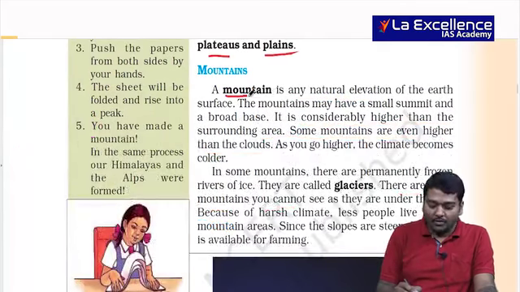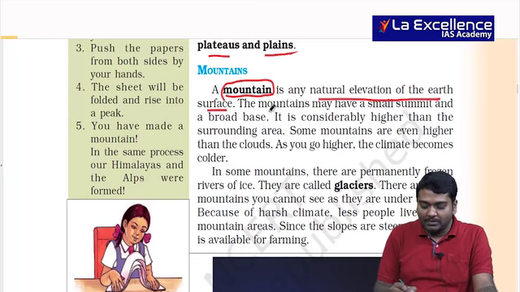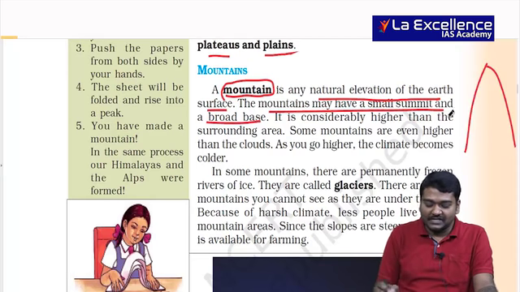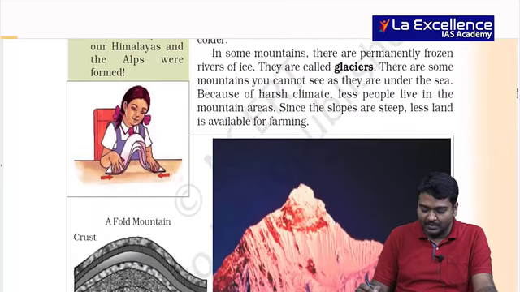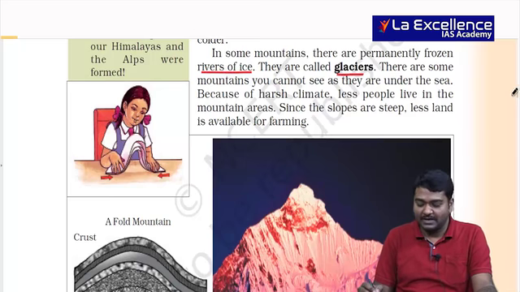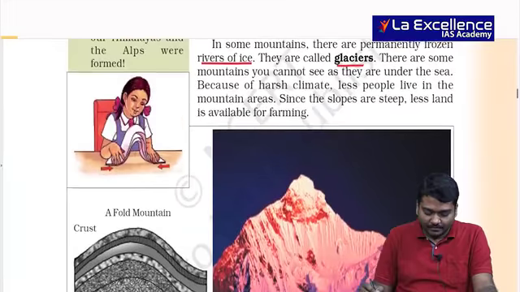When we talk about mountains, any natural elevation of the earth's surface, the mountains may have a small summit and a broad base. The meaning of this is that it is considerably higher than the surrounding area. See how the basic classes will be. In some mountains there are permanently frozen rivers of ice, or glaciers, for example the Himalayas, right?